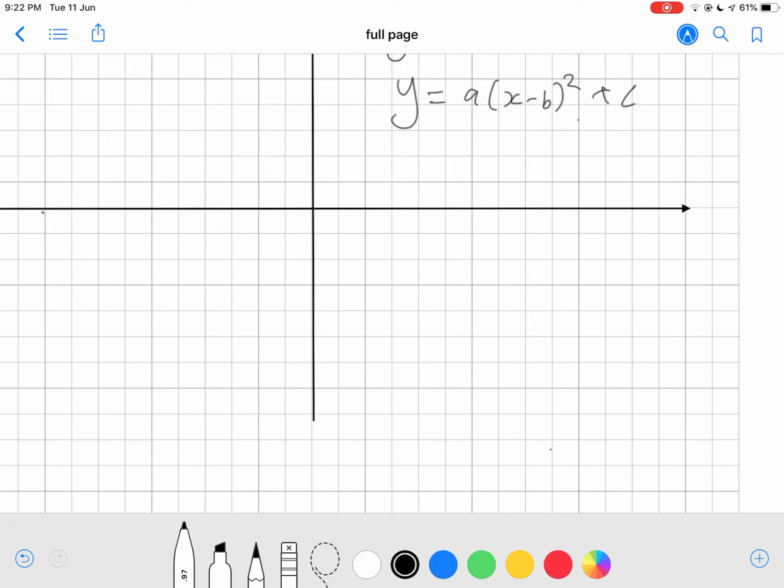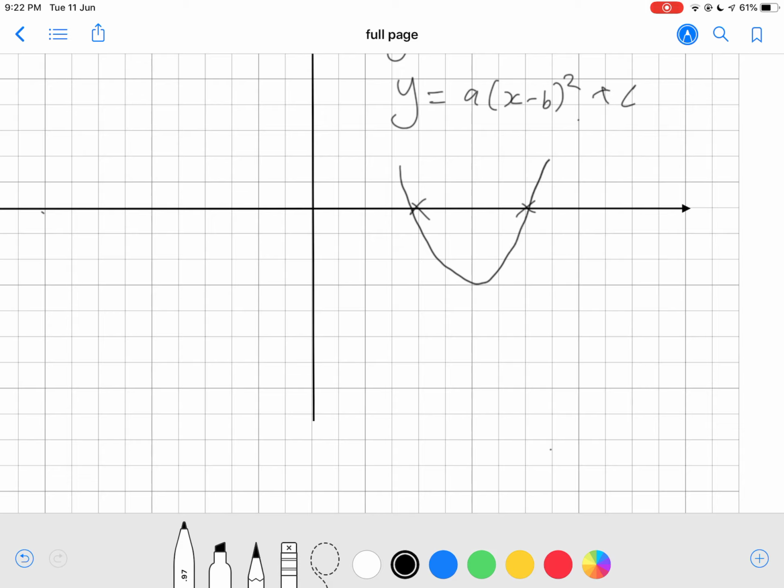For example, I'll just make 2 quick examples. We'll say this parabola, for example. That's such a bad parabola. Wow, that's also a bad parabola. Shocking.